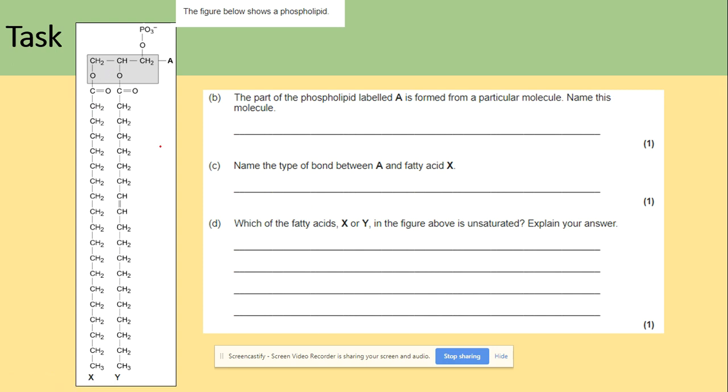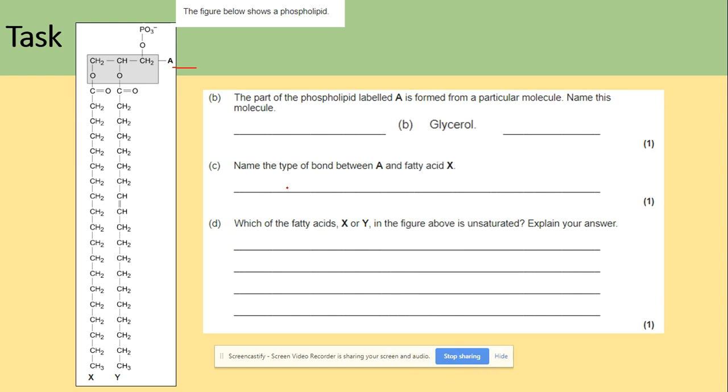Here we've got a question. We've got the phospholipid. How can we recognize this? Because we've got the phosphate. So the part of the phospholipid labeled B, which is here, what is it? It's a glycerol.